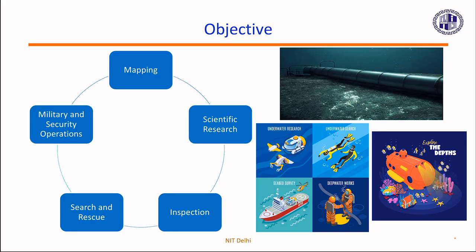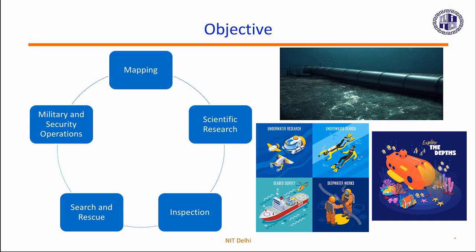Now, what is the objective of AUVs? First is mapping. One of the primary objectives of AUVs is to create detailed maps of the sea floor and underwater environment. This is done using sensors such as sonar and imaging systems. Second one is scientific research. AUVs are used extensively in scientific research including oceanographic research, marine biology, and climatic studies. They are used to collect data about the underwater environment and marine life.